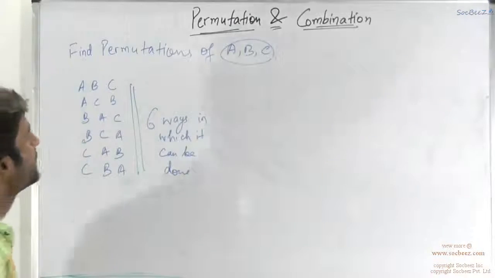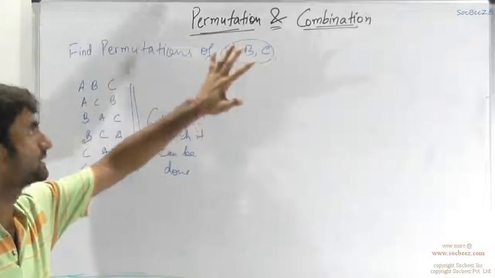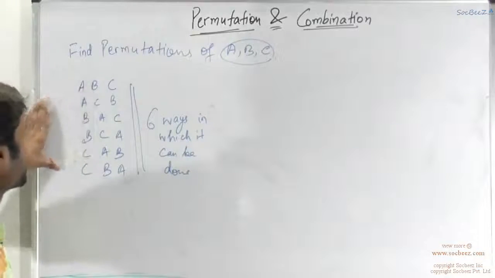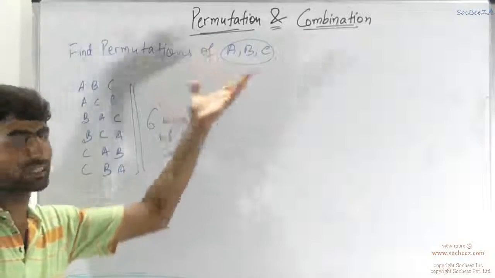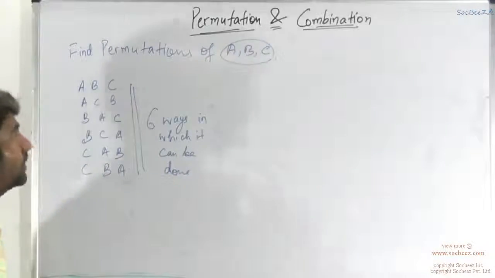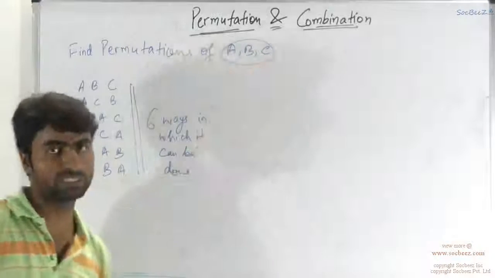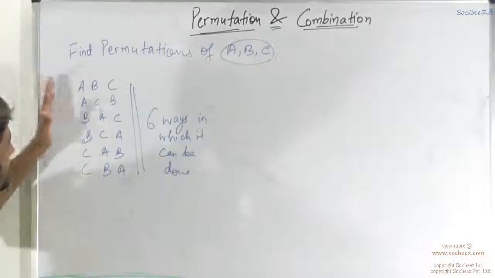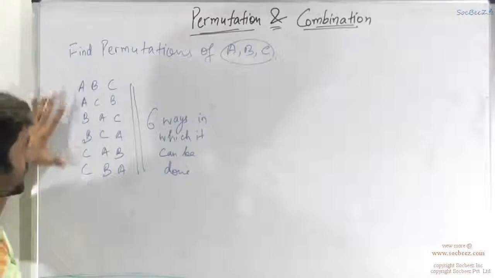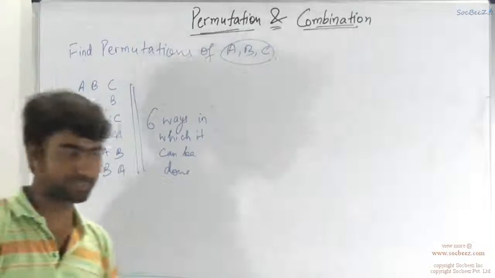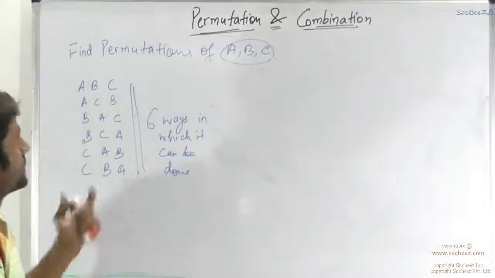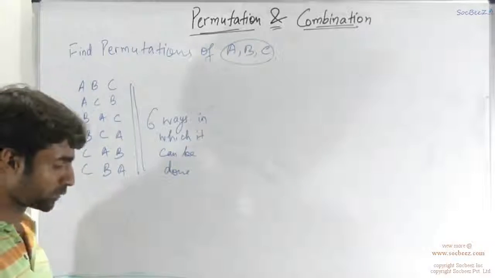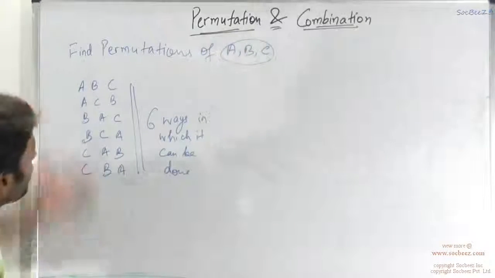So if I say find the permutations of a set, this means you have to enumerate all those possible ways in which the elements of this set can be arranged in a row. So if you have to find the permutations of ABC, you have to find all the possible ways in which you can arrange these 3 elements in a row. These are the 6 possibilities in which you can do it. So this is basically what is meant by permutation, but in general you are not expected to list down all these permutations.